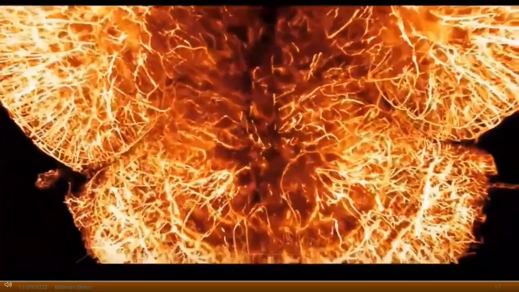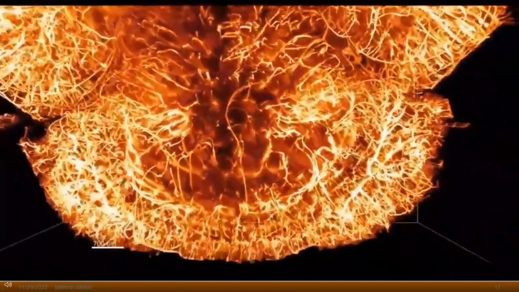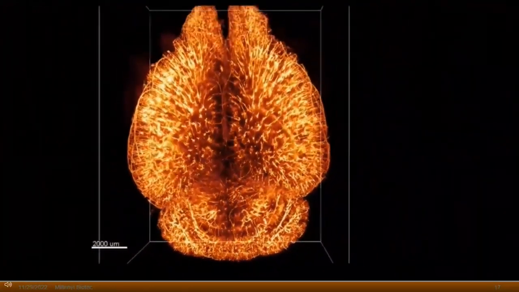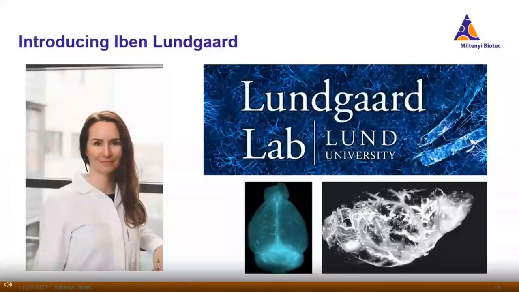But now I want to continue, and in the end introduce to you our speaker of today, which is Iben Lundgaard. Iben is an associate professor at Lund University, and is the principal investigator of a research group of around 12 people that are studying the glymphatic system in the context of neurological diseases. The lab was founded 5 years ago and has since then published many papers in high-impact journals.